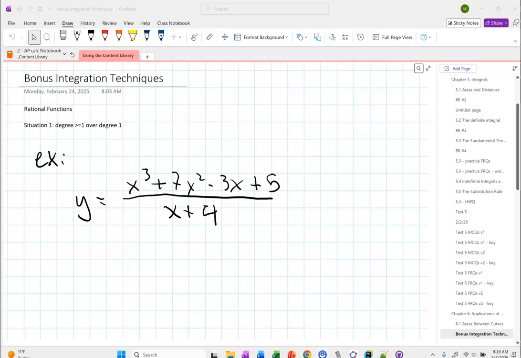So this is under the test 6 topics. I'm calling this bonus integration techniques. All these techniques are in place to deal with integrating a rational function. Now we don't have a technique that is universal for all rational functions, and even the techniques I'm going to show you don't cover all rational functions. But they're going to cover a lot more situations than what we were able to handle before, which is basically 1 over x.